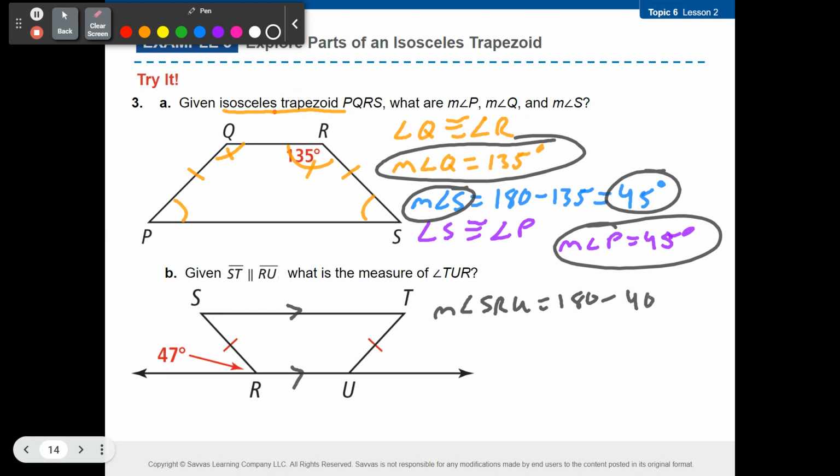Okay, and that's because this and this form a linear pair. So the measure of SRU ends up being 133. So if this is 133, and we know without a doubt that this is going to be congruent with this, then this angle must also be 133 degrees. Questions on that?